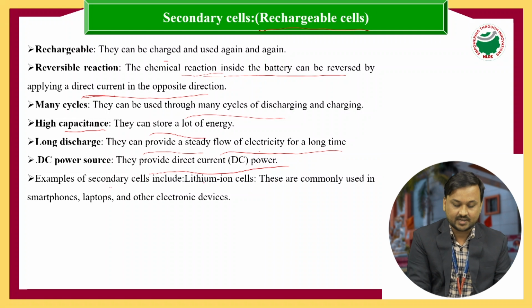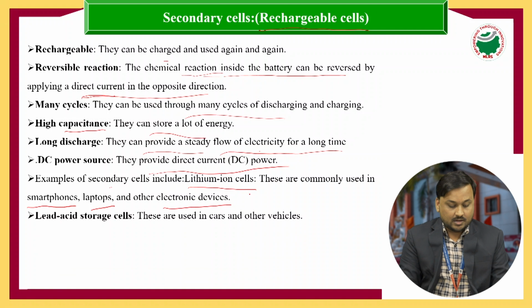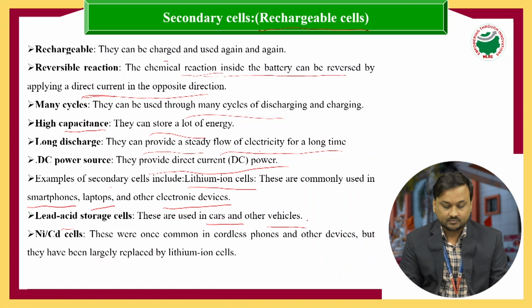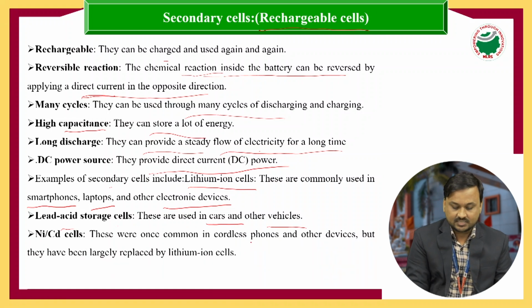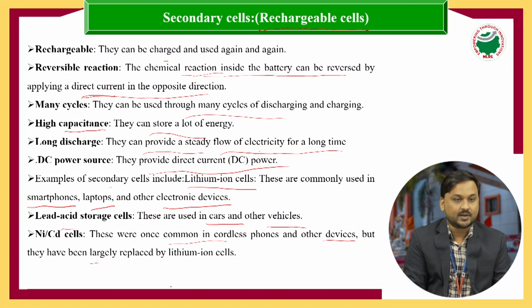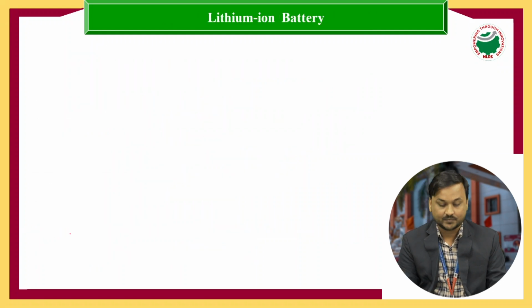Examples of secondary cell batteries are lithium ion cells, commonly used in smartphones, laptops and electrical devices. Lead acid storage cells are used in cars and other vehicles also. Nickel cadmium cells are common in cordless phones, but they have largely been replaced by lithium ion cells.